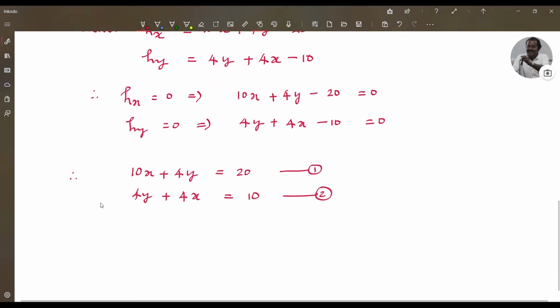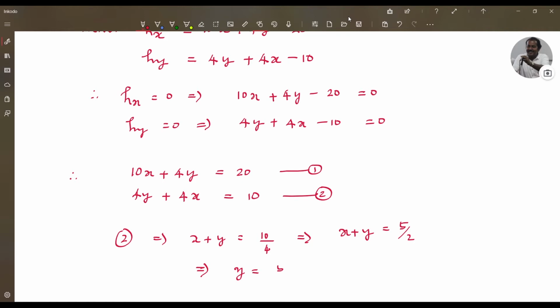Now we solve equation 1 and 2. So equation 2 implies x plus y equal to 10 by 4, so that is 5 by 2. That implies y is equal to 5 by 2 minus x. So you substitute y is equal to 5 by 2 minus x in equation 1.